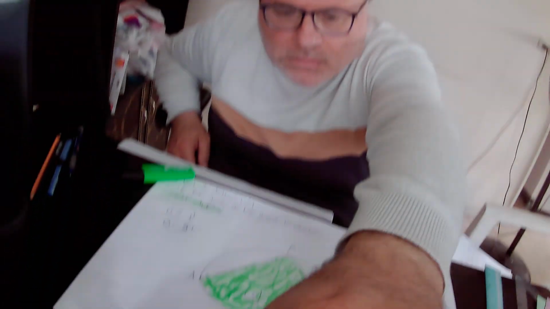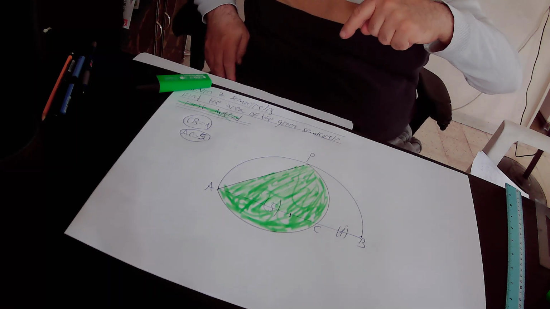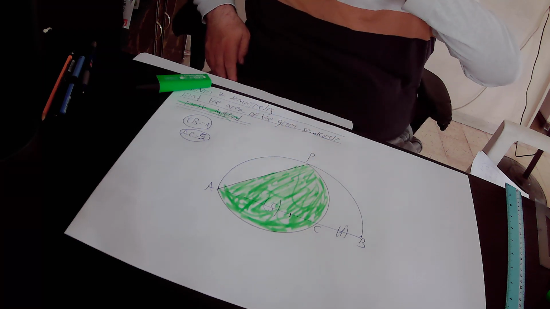Now in this lecture we'll find out the area of the green semicircle using two different methods. In the drawing we have two semicircles. This is the white semicircle, this is the green semicircle.